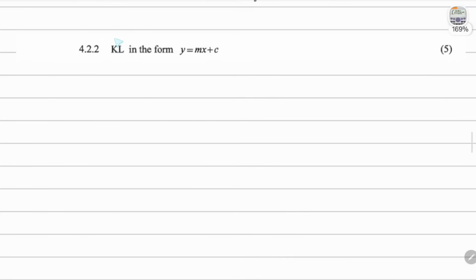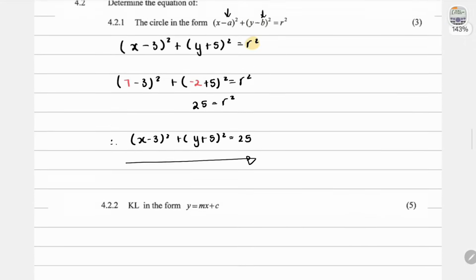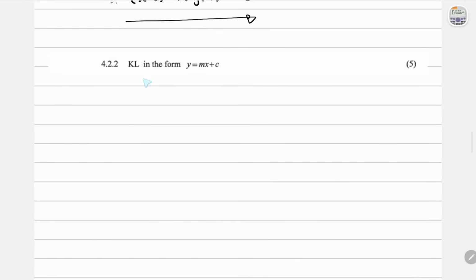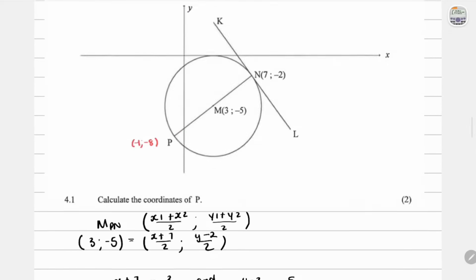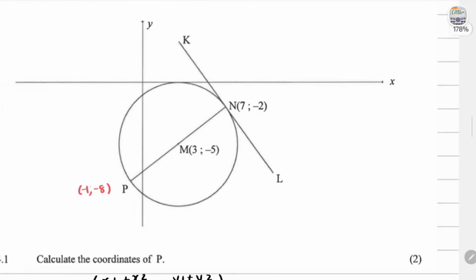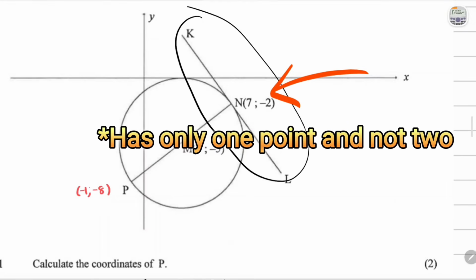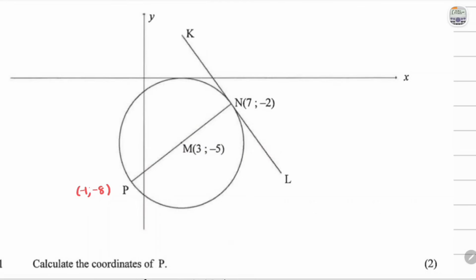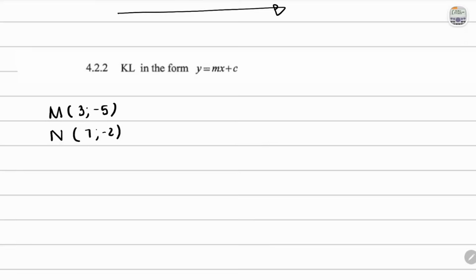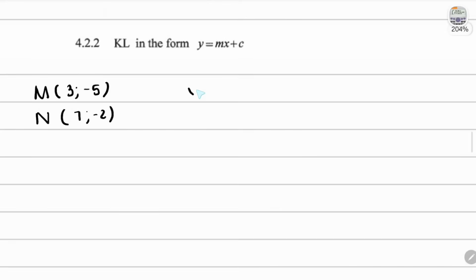Question 4.2.2 says, determine the equation, right, because it's KL, of KL in the form of y equals mx plus c. So to find KL, we can see that KL does not have any coordinates on it. So we're going to have to use something else to find its gradient, okay? But we know that the radius and the tangent are always perpendicular at the point of contact. So let's go ahead and find the gradient of the radius, and that will help us to find the gradient of the tangent.